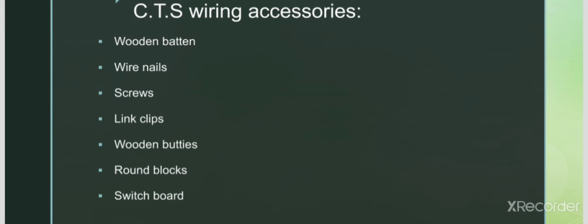Next, wooden gutties. The wooden batten, round blocks and switchboards are fixed to the gutties by means of screws, and the gutties are fixed in the holes of walls or ceiling. The size of the gutties depends upon the load they have to carry.